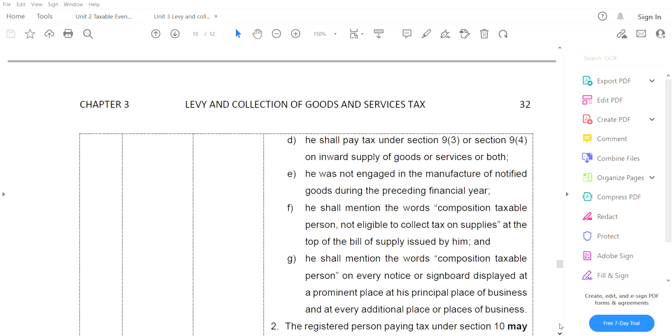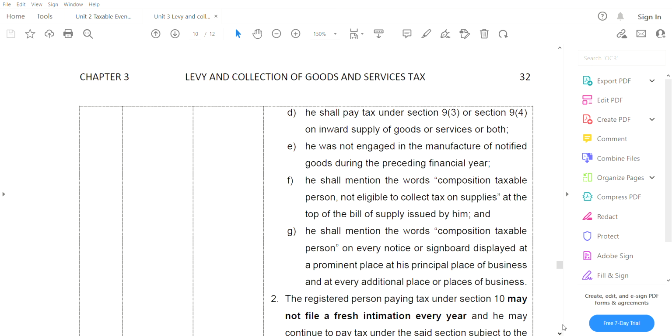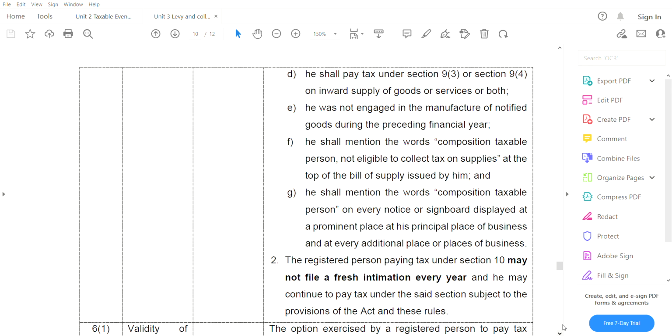Then he shall mention the words composition taxable person on every notice or signboard displayed at a prominent place at his principal place of business and at every additional place of business.